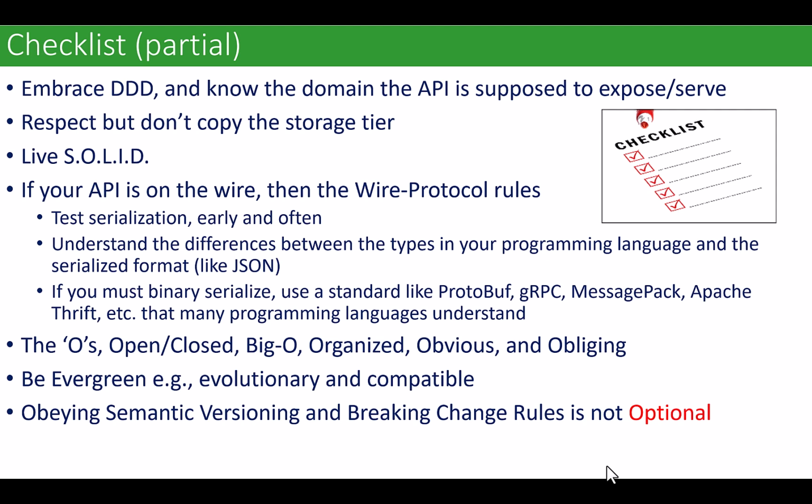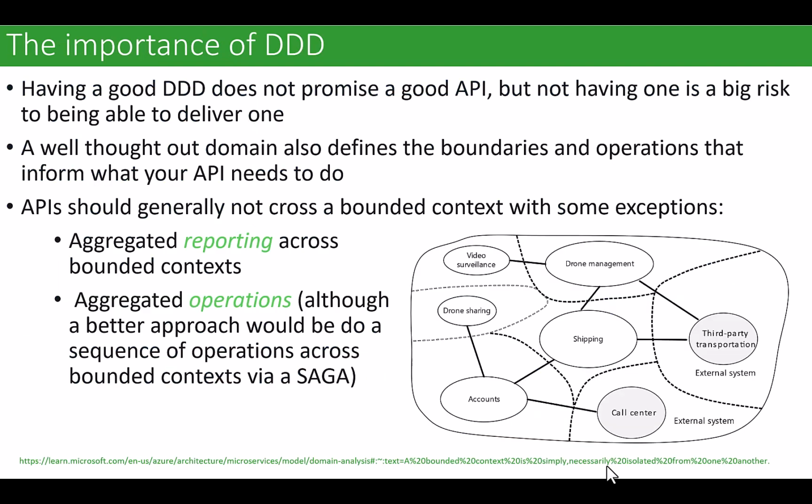We're going to talk about embracing DDD. We're going to talk about the tension between your API layer and the storage tier. We're going to talk about living solid. We're going to talk about the wire, the big O's, being evergreen, and semantic versioning. So let's start with embracing DDD.